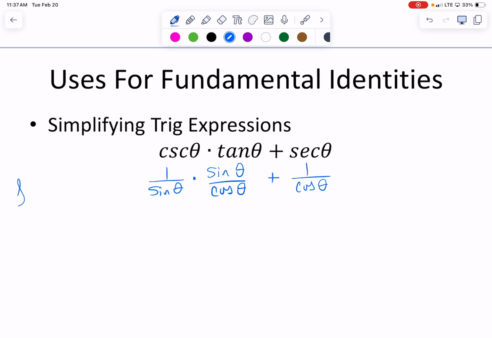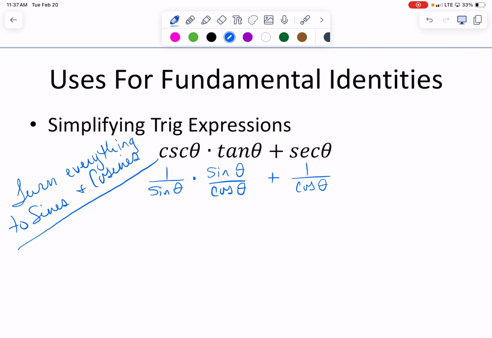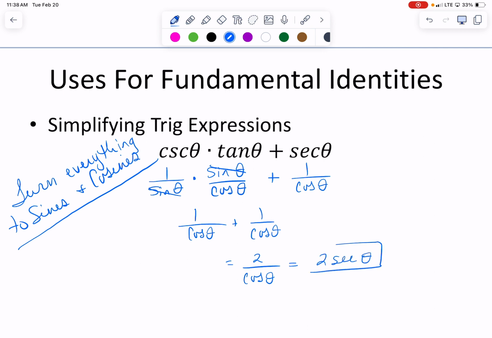It's just like chemistry. Then you can cross out both the sines. And so we have 1 over cosine theta plus another 1 over cosine theta, and that gives me 2 over cosine theta, which is 2 secant of theta. So you just get rid of the fractions at the end. And it's actually kind of easy.